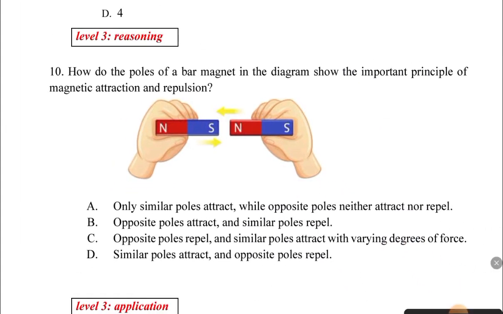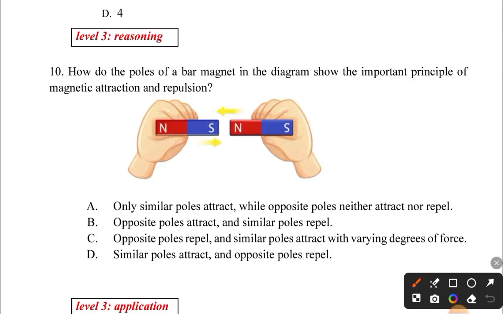Question 10. How do poles of bar magnets in the diagram show the important principle of magnetic attraction and repulsion? A. Only similar poles attract, while opposite poles neither attract nor repel. That's not true. B. Opposite poles attract and similar poles repel. That's true. C. Opposite poles repel, similar poles attract with varying degrees of force. That's also not true. So the answer to question 10 is B.